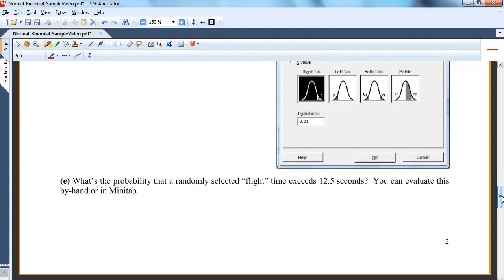So we looked at it a couple of different ways. And to lead us into the next section, which will be the binomial distribution, I thought we'd do one more calculation. What's the probability that a randomly selected flight time will exceed 12.5 seconds? So again, that's the left side of the mean. Let's go ahead and find that. I can find that with a z, but why not just use Minitab right now? We've been doing so well with it.